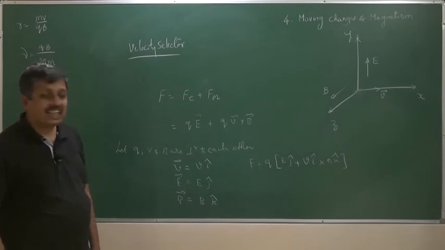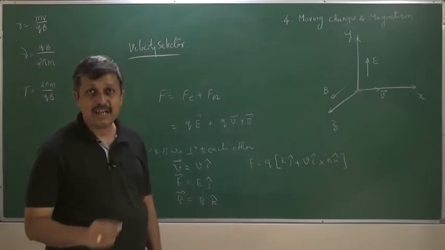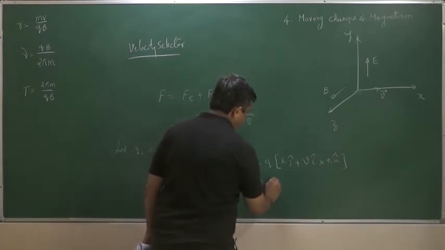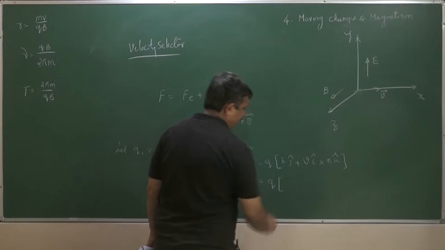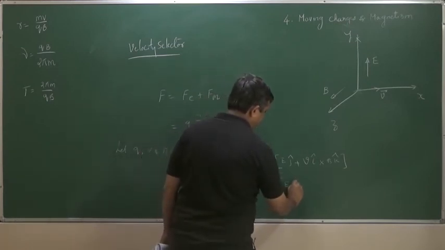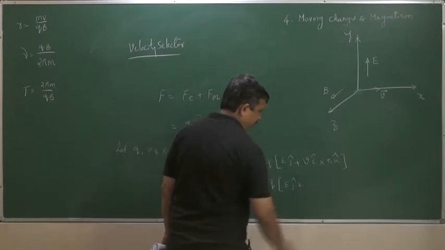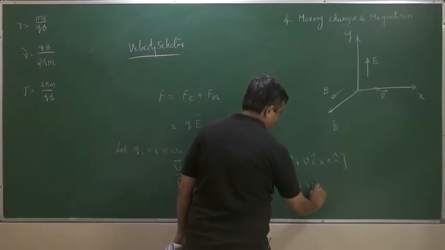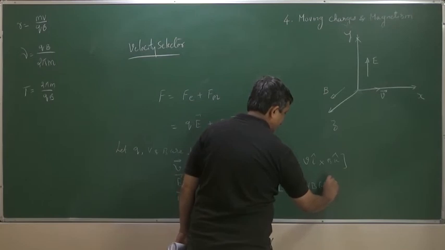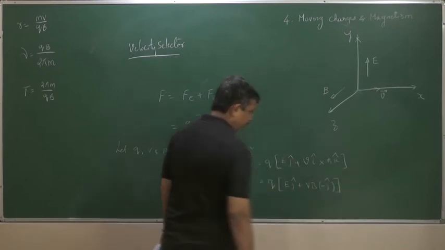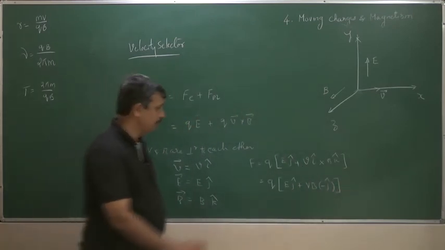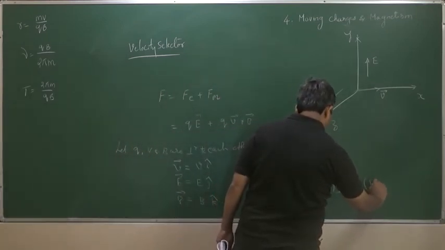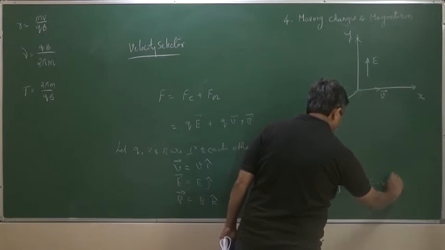So we know that I cross K is actually minus J. Okay, I cross K is minus J. Think about it. Q into this is nothing but E j cap plus V B, I cross j is minus j, which is nothing but q into E minus V B into j cap.